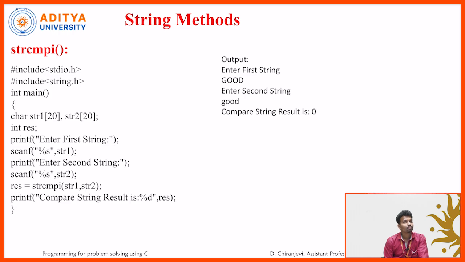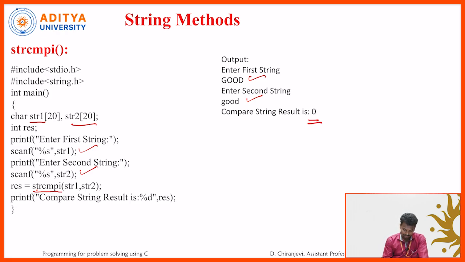Now let's see an example. You declare two strings, then you read two strings, string 1 and string 2: good in uppercase and the other one in lowercase. After that you perform strcmpi. I told you it will treat uppercase and lowercase the same. So both strings are identical, and that's why your output is 0.